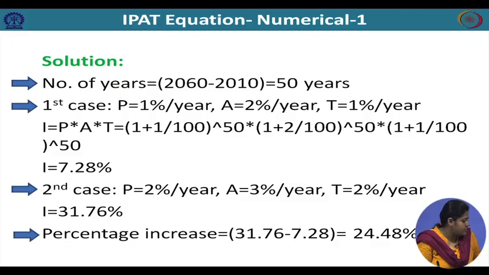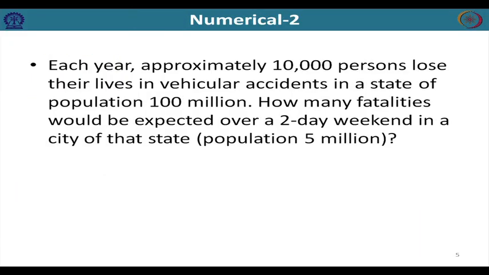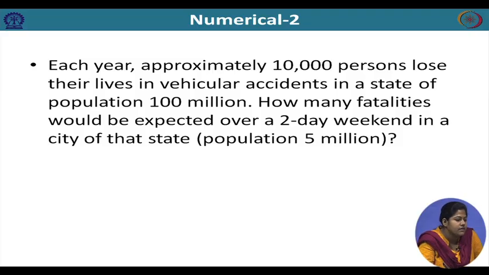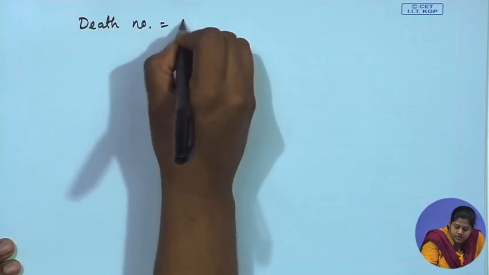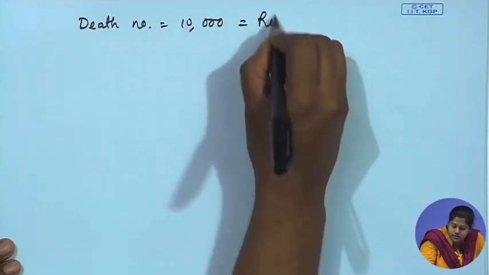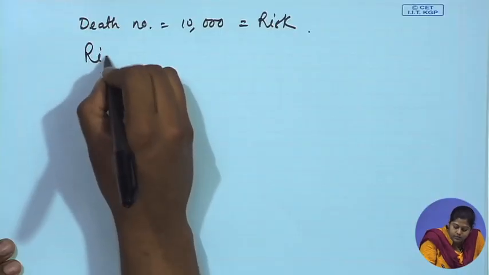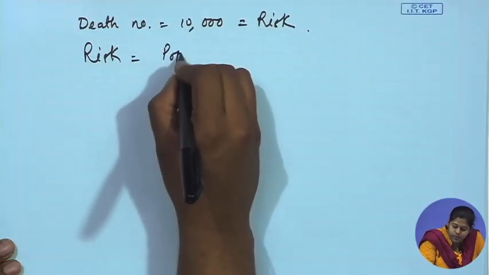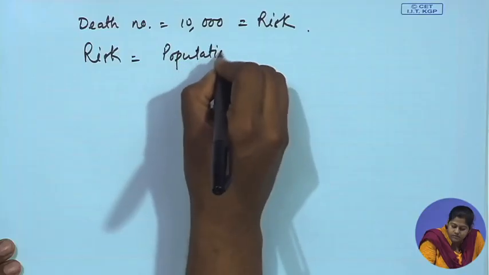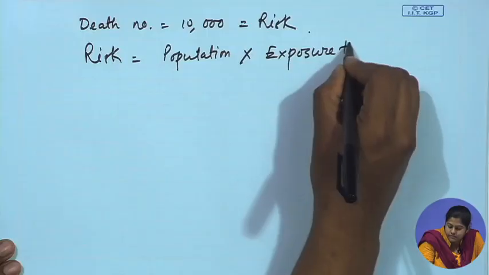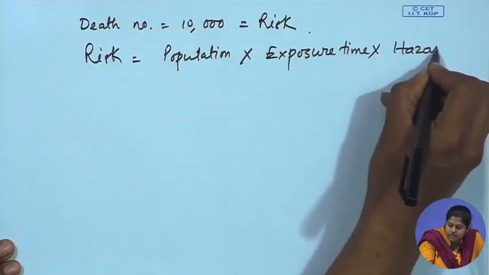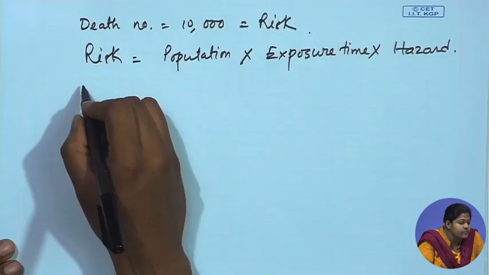Now coming to our second numerical problem, which is on risk analysis. It has been said that 10,000 persons lose their lives in vehicular accidents in a state of population 100 million. So here the death number is 10,000, which is our risk, and we know that risk is population multiplied by exposure time multiplied by hazard. In this case, the population has been given.